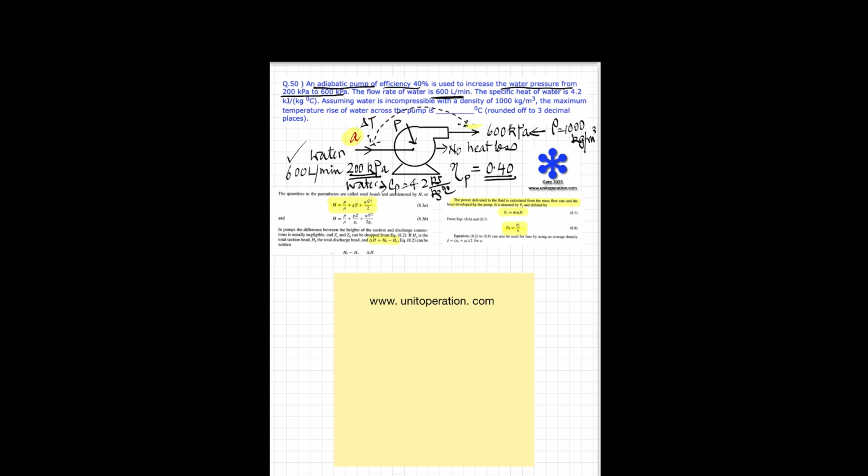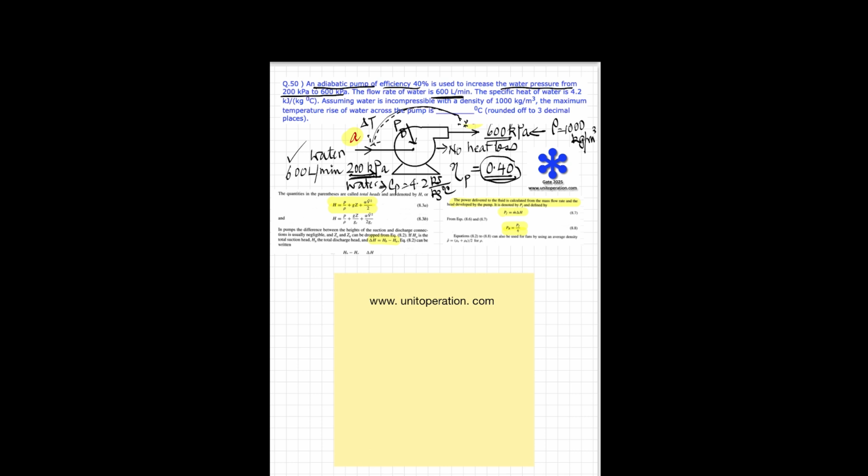How much power we have to put in to increase the pressure of the water from 200 kilopascal to 600 kilopascals. And after that, we'll see that 40% of that would be used to increase the head of the water, whereas 60% would go for increasing the temperature of the fluid between these two. So first, let's do the calculation.